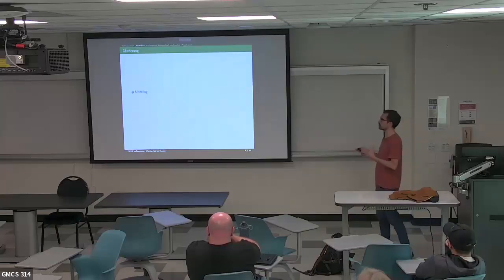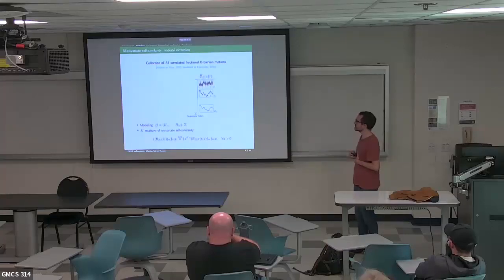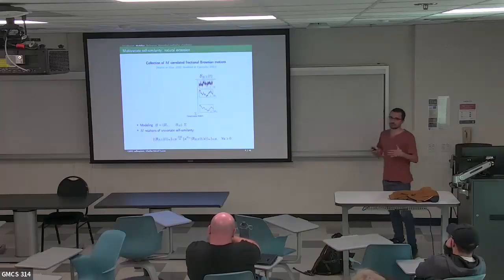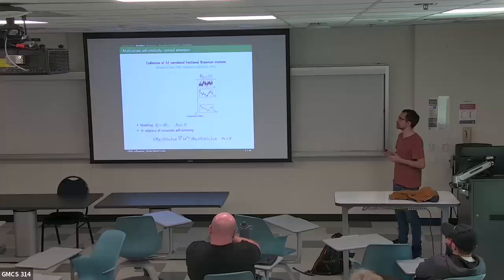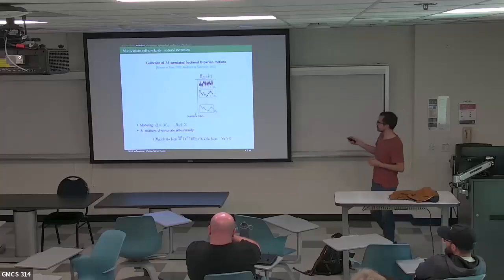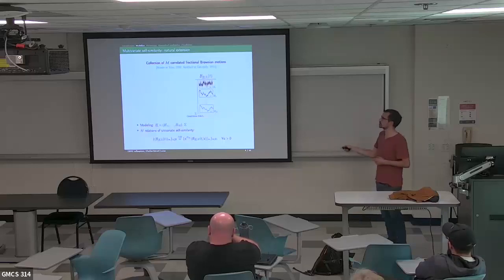I will first present the model of the multivariate self-similarity. The first approach, a natural extension of the univariate self-similarity, is to consider a collection of fractional Brownian motions. So if we have m signals, we have m fractional Brownian motions with possibly different parameters H_m, and they are correlated by a matrix Sigma. And thus, each time series verifies a univariate self-similarity relation.